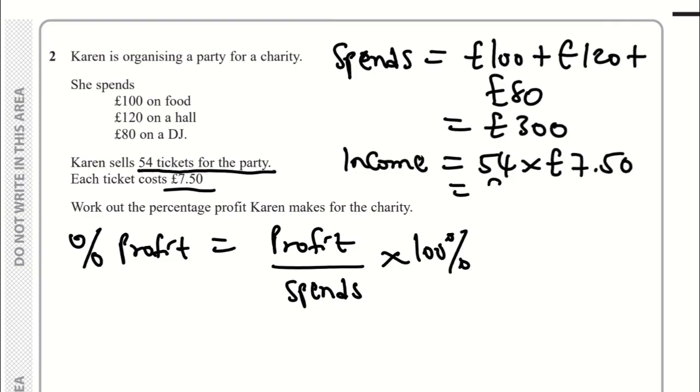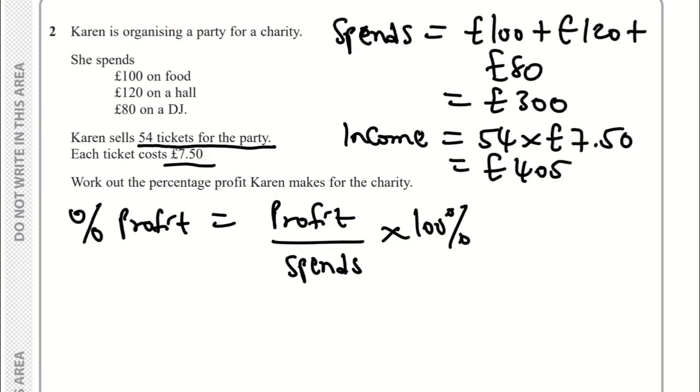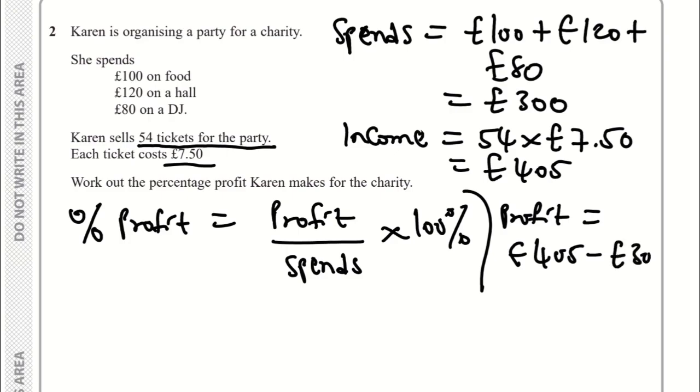So we have 405. That's the income, £405. Now that we have the income, we can get the profit. So let me just do it here. Profit now will be equal to the income, which is 405, minus what she spent. So that's £300. Okay, now when you take the difference, what's that going to be? That's 105. So this is her profit, £105.